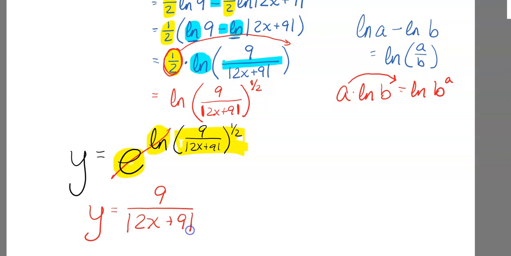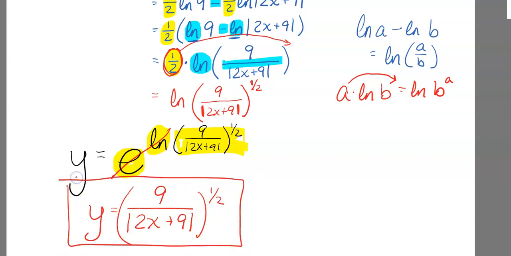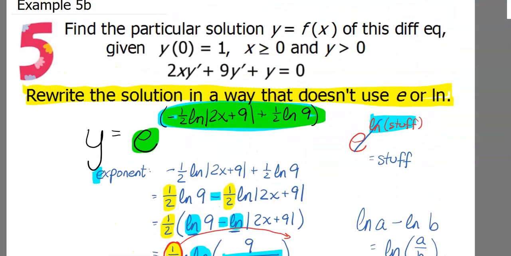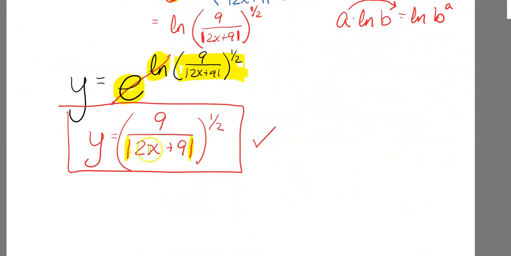And by using properties of logs, and then the e and the natural log canceling each other out, we have what we want. This answer is fine. As I said earlier, the absolute values aren't really necessary because of what the problem said. The problem told me that my x's are positive or non-negative already. So when I multiply by 2 and then I add 9, it's still positive. So I actually don't need those absolute values in the denominator. They're fine, but I don't need them.